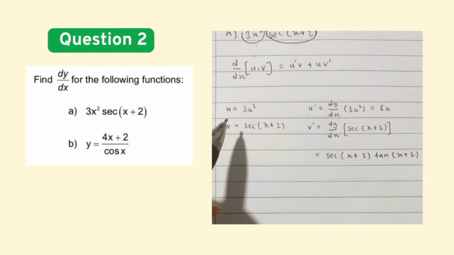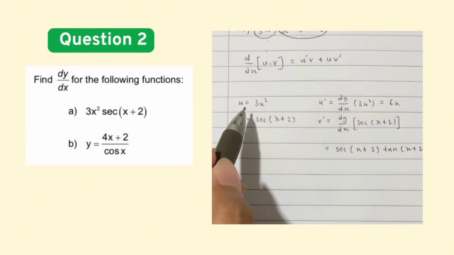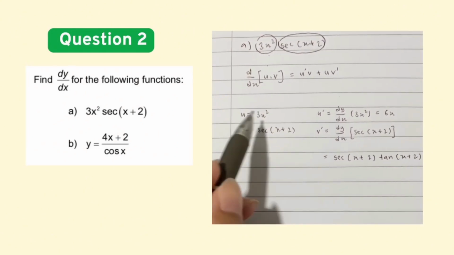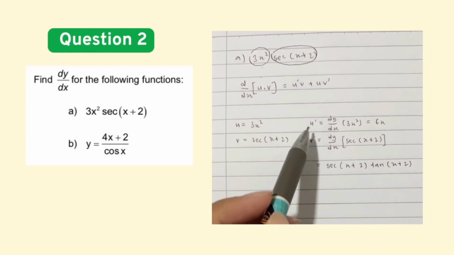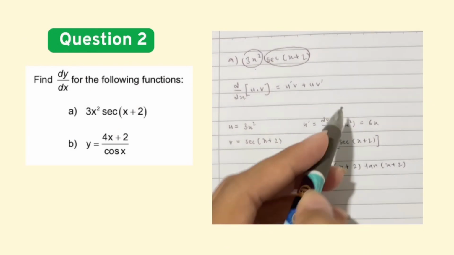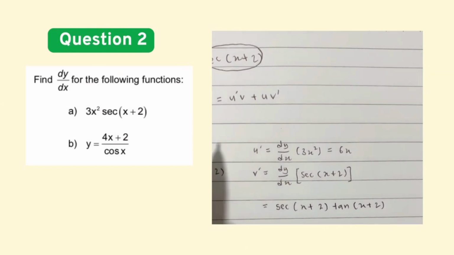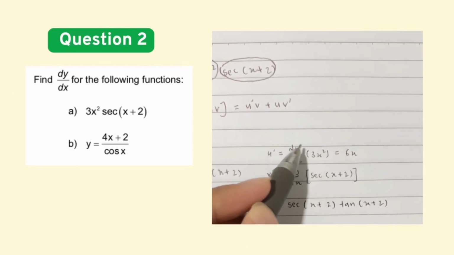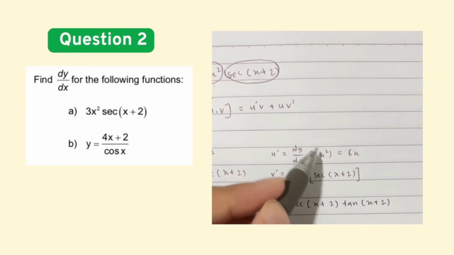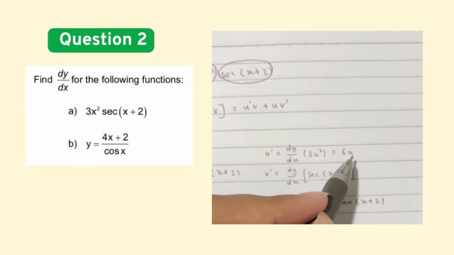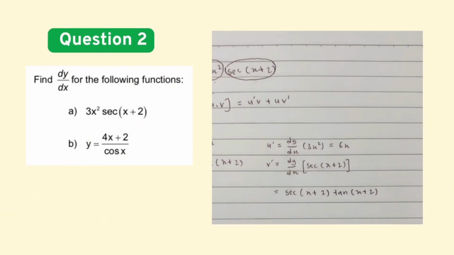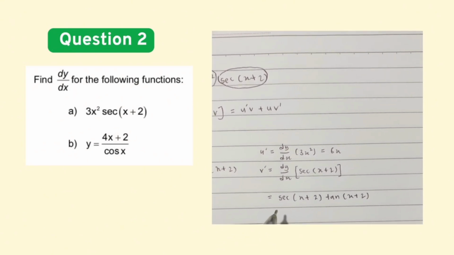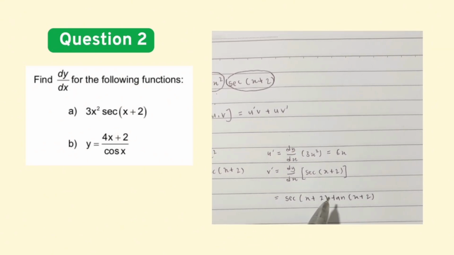So now I have defined the parts, which is u is 3x squared, the first function, v is the second function, which is sec x plus 2, and then we derive the first function, which, as you can see, is 3x squared, where the 2 you need to bring down and then times with the 3, which you can get 6x. Then for v prime, we have the derivative of the second function, then you will get sec x plus 2 and tan x plus 2.